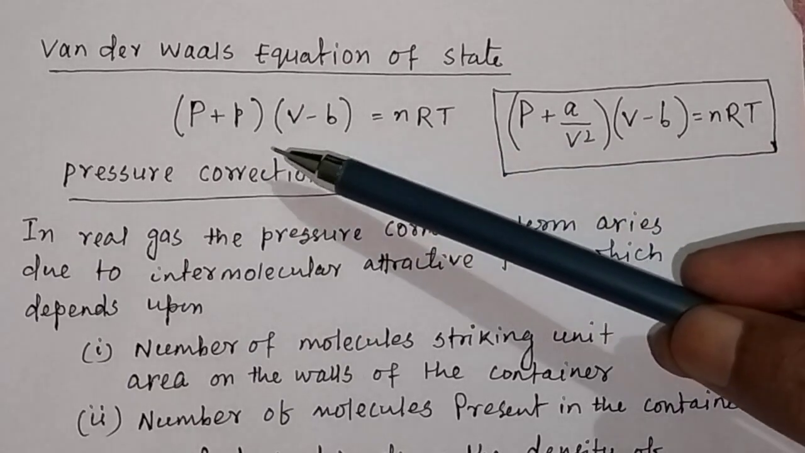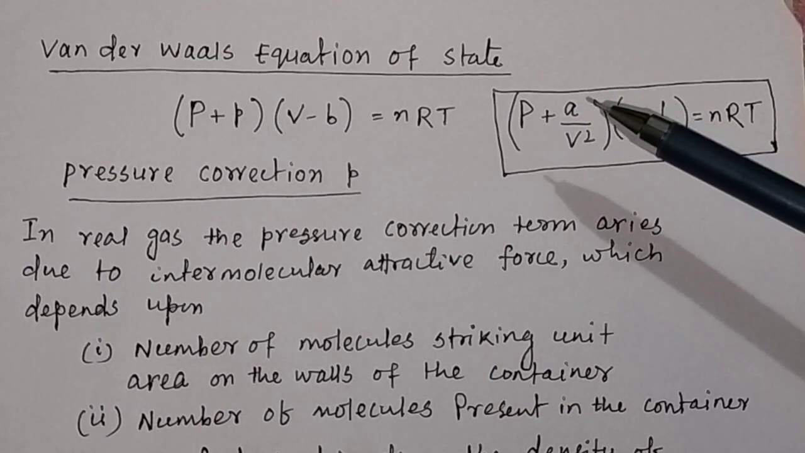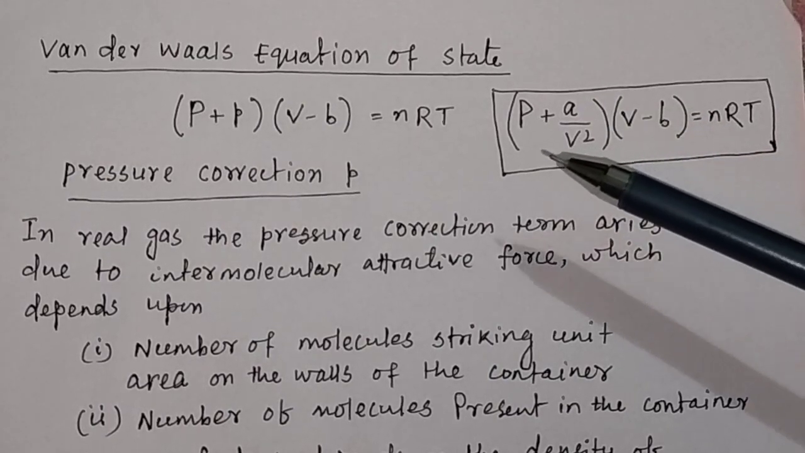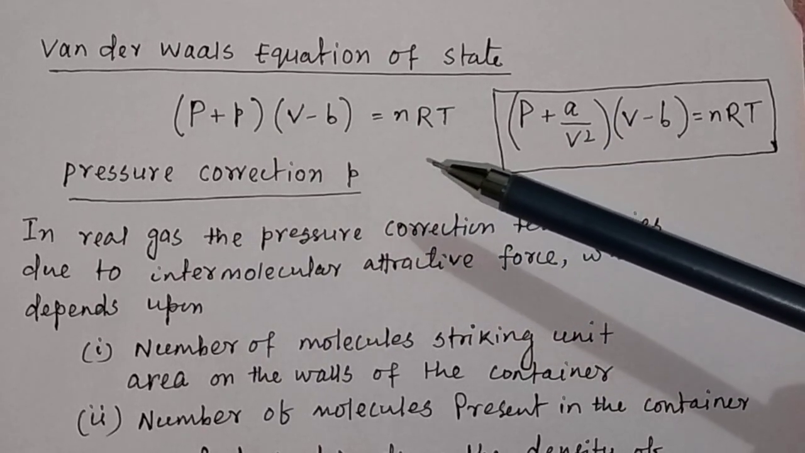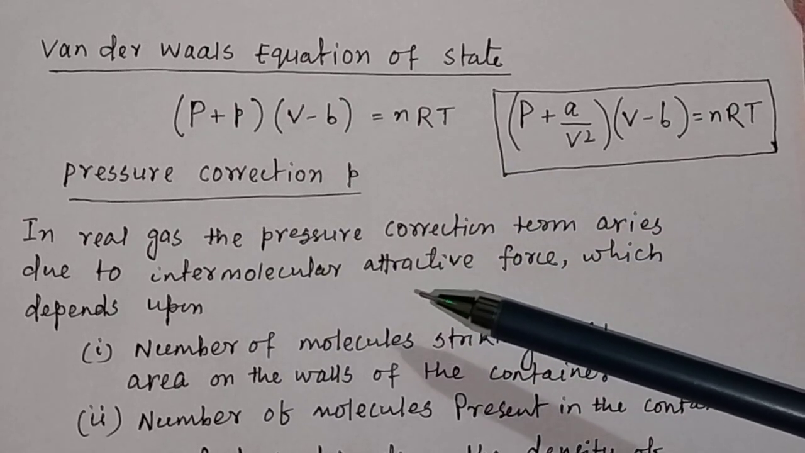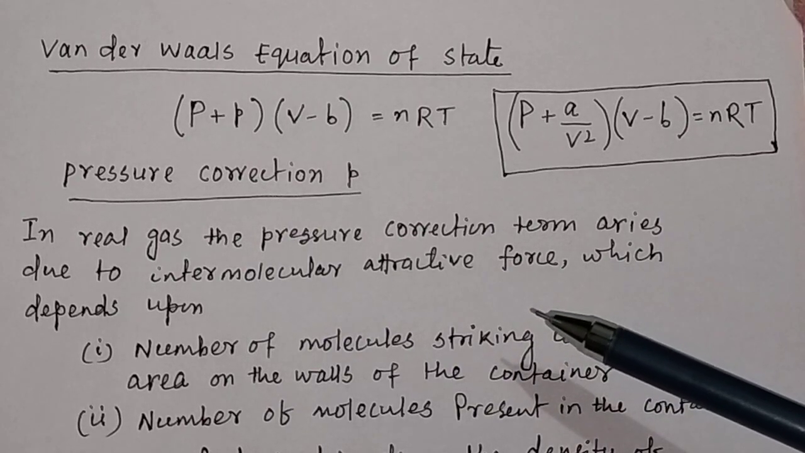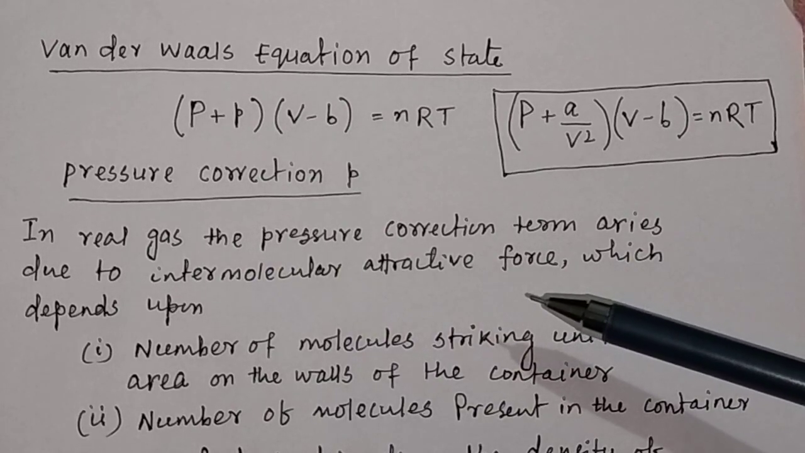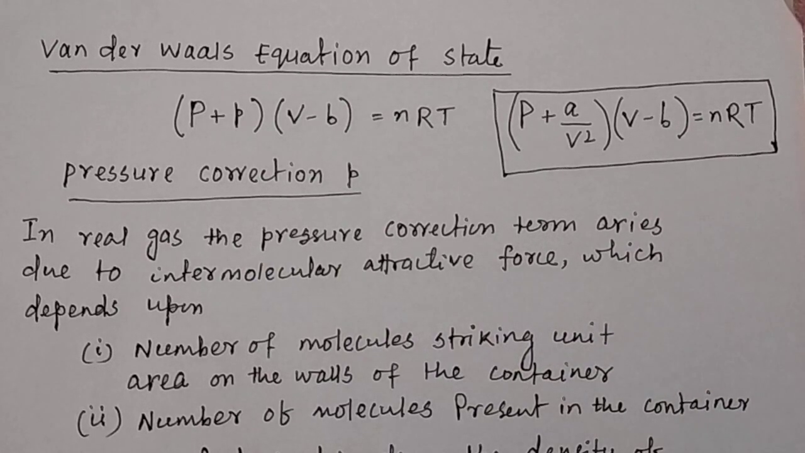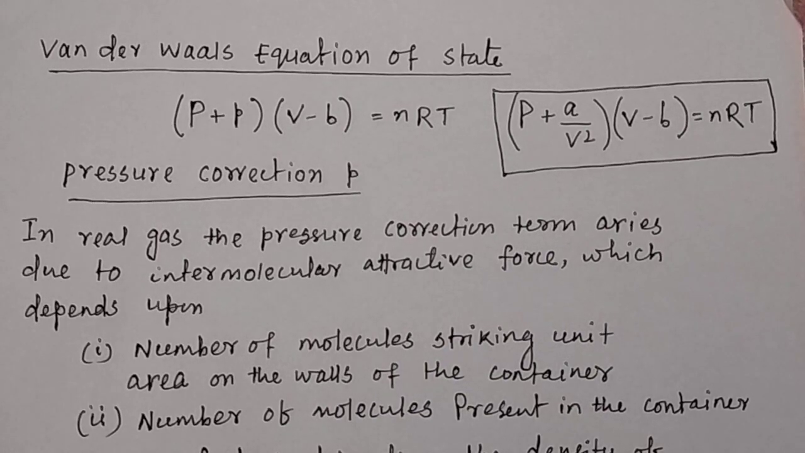Here the pressure correction term p equals a divided by V squared, where a is a constant and V is the volume. So why does the pressure correction term p come in the Van der Waals equation for real gases? Because in real gases the pressure correction term arises due to the intermolecular attractive force. You have intermolecular force between the gaseous molecules, and also between the gaseous molecule and the molecules present in the wall of the container.